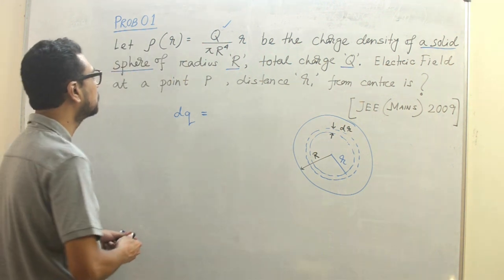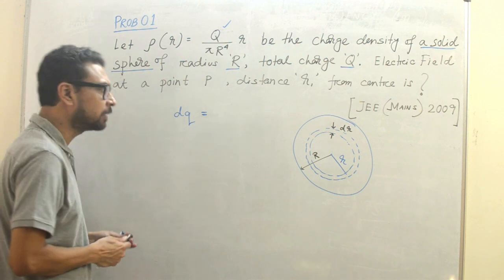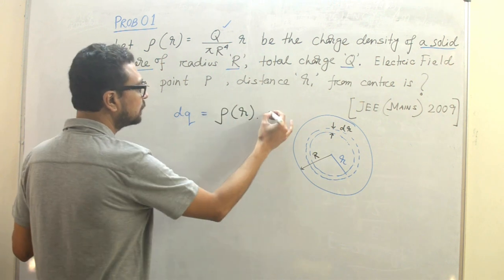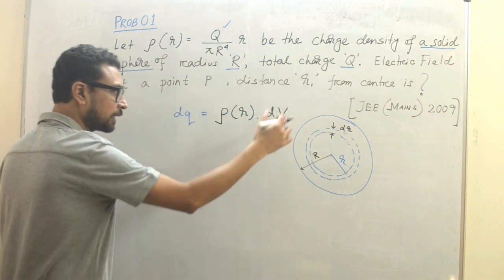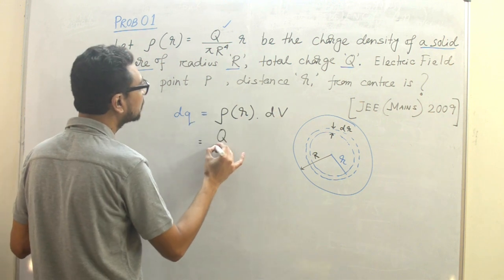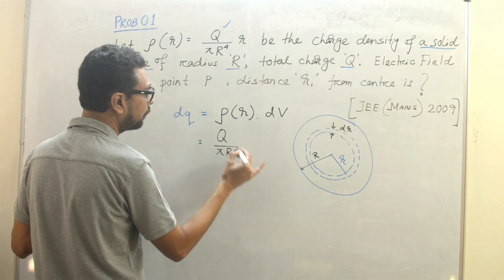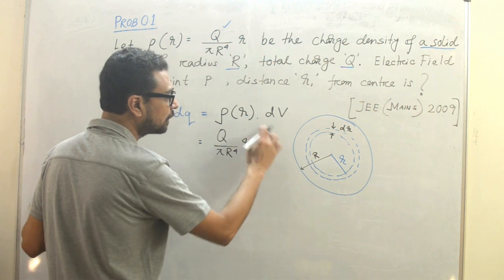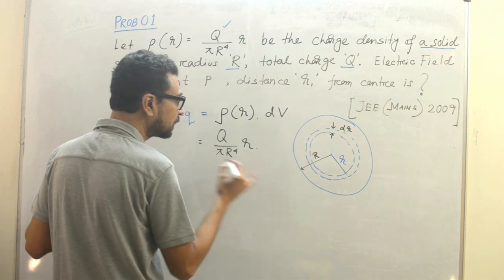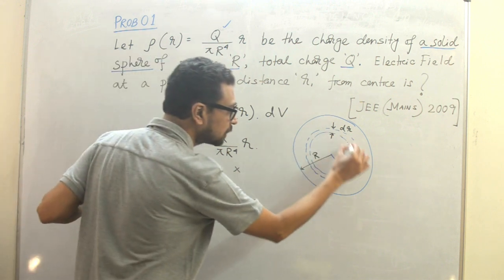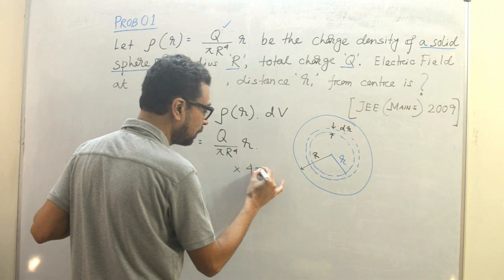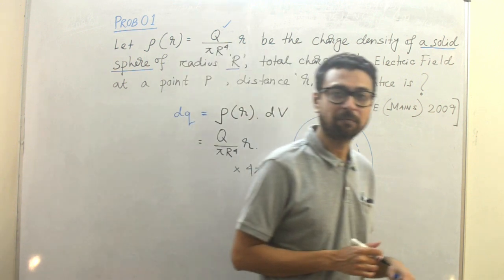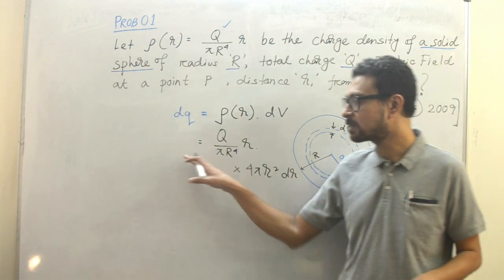So obviously dq is the charge density we have. We can say that dq is equal to rho(r), that is the charge density, into the volume of this section. So you can write clearly capital Q by pi R to the power 4, and it is at a distance r, so r whatever is given here. And the volume of the spherical shell is definitely what? We can find the spherical surface area, which is 4 pi r square, and we can multiply with the width so that we get the volume of the spherical shell. So this is the amount of dq.